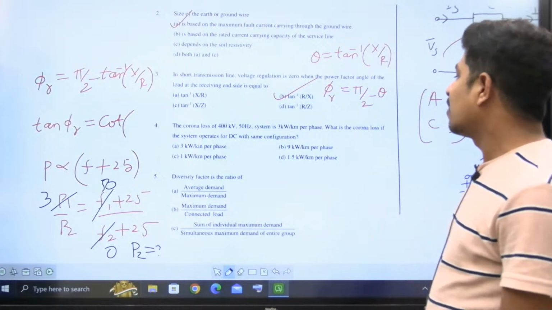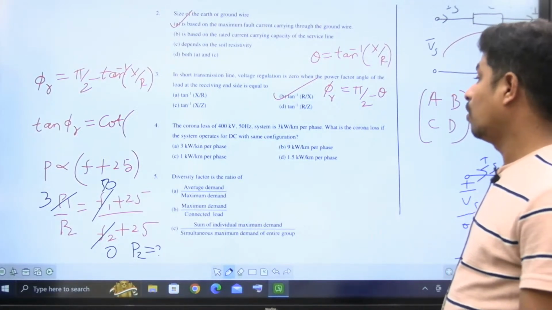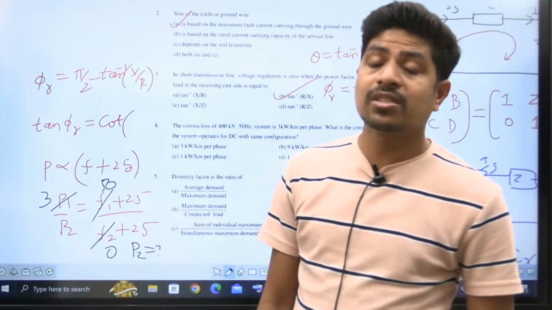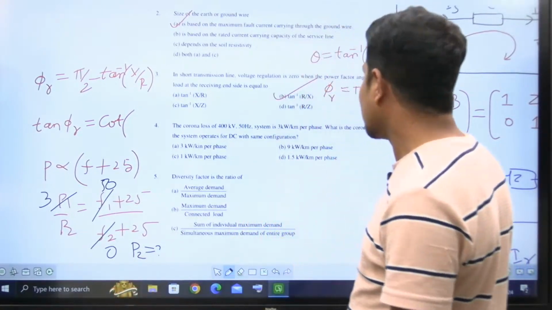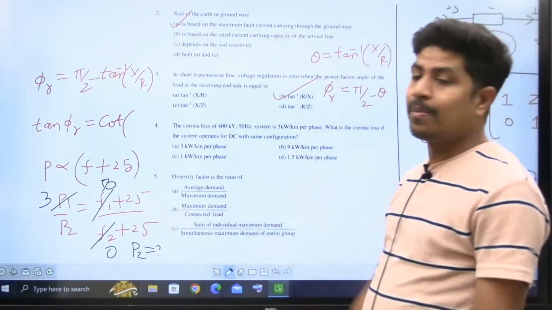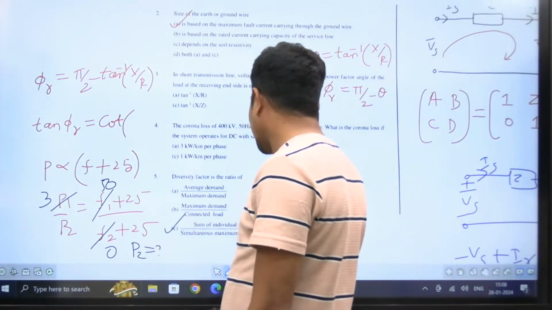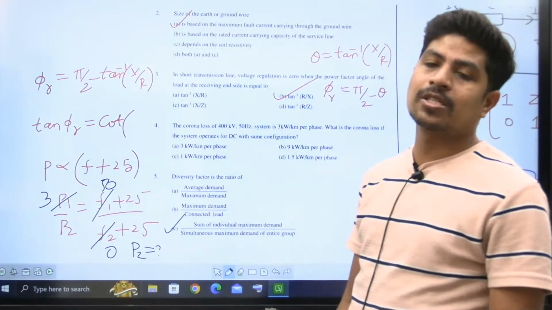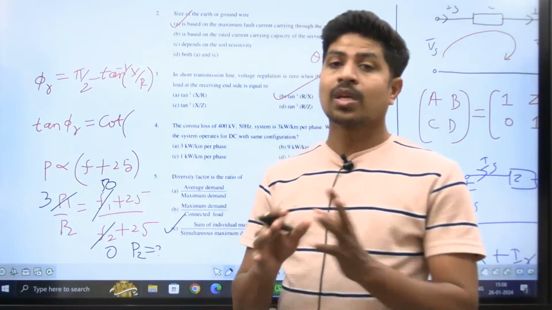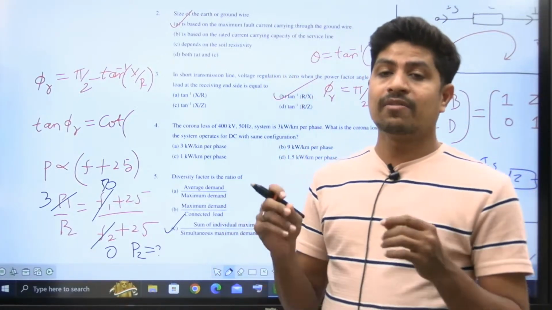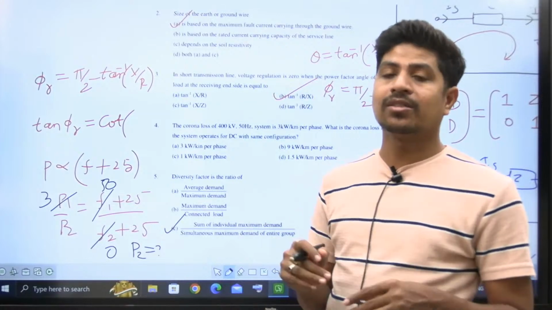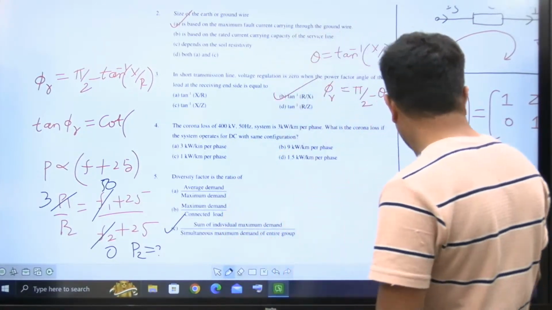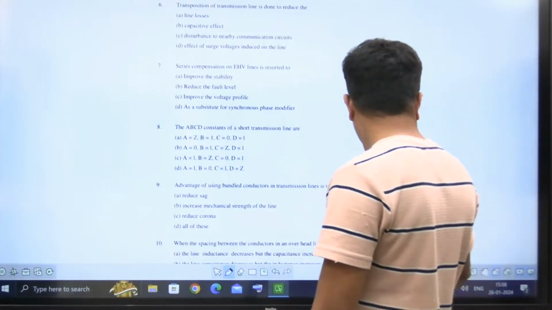Next question. The diversity factor is the ratio of... this question got repeated in many PSUs. The diversity factor is the ratio of the sum of the individual maximum demands by the simultaneous maximum demand of the entire group. Option is C. Please go through load factor, diversity factor, plant capacity factor. At least 1% from that area you get in the Oil India examination. Let's go to the next question.